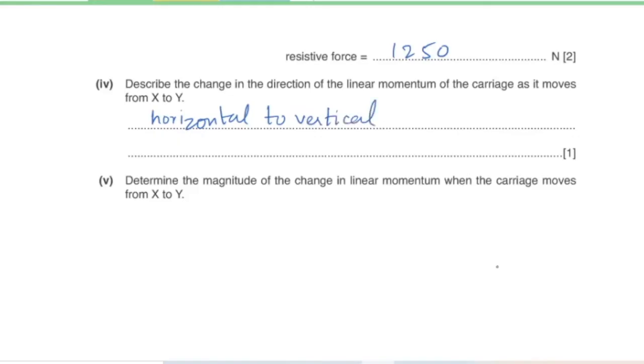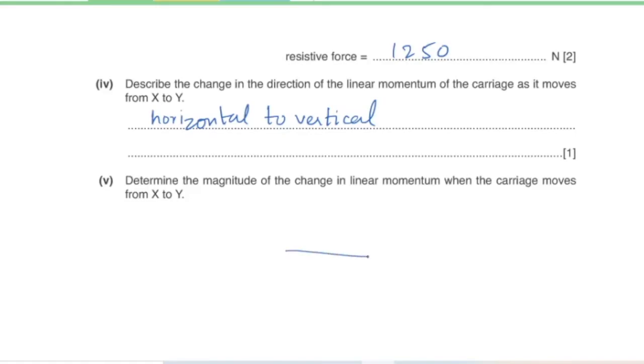Part 5, determine the magnitude of the change in linear momentum when the carriage moves from X to Y. So here the carriage moves both horizontally and vertically. So first we must find momentum in both directions and then find the resultant momentum, which is the change they are asking us to calculate in this part.